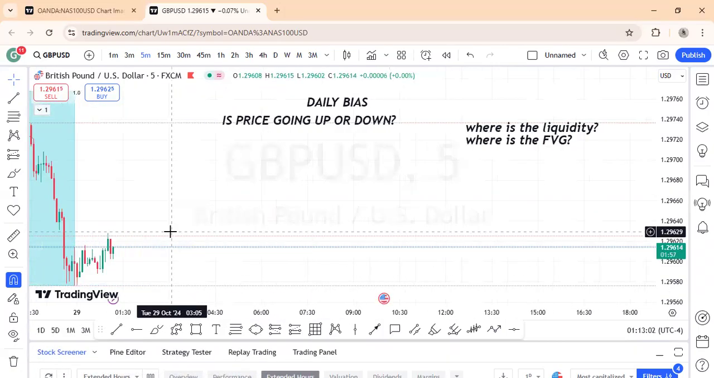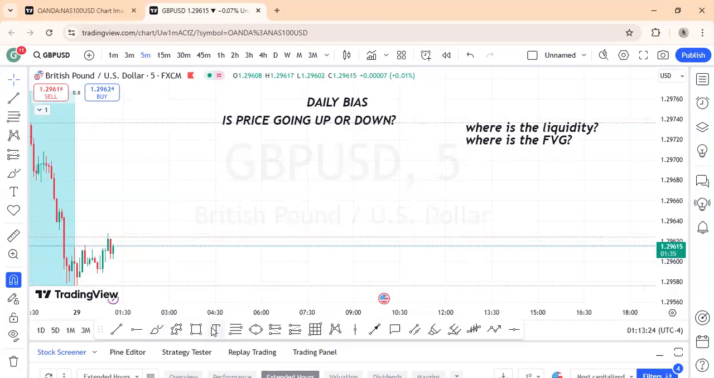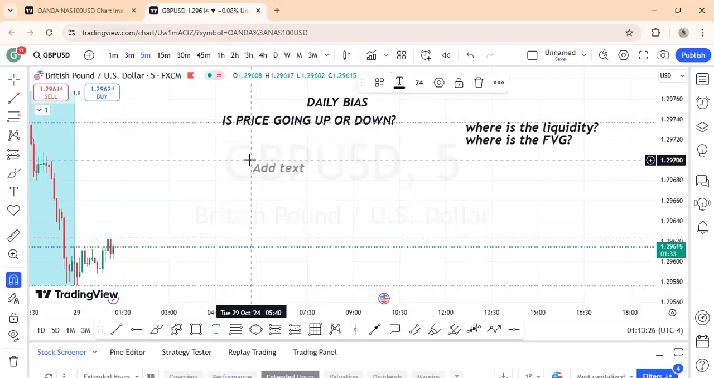Where is the liquidity? Which high or low is price likely to attack? Right. Which high or low is price likely to attack? That is what gives you the essentials for the daily bias. So you want to know for today what price would likely do, and the question you answer is liquidity.